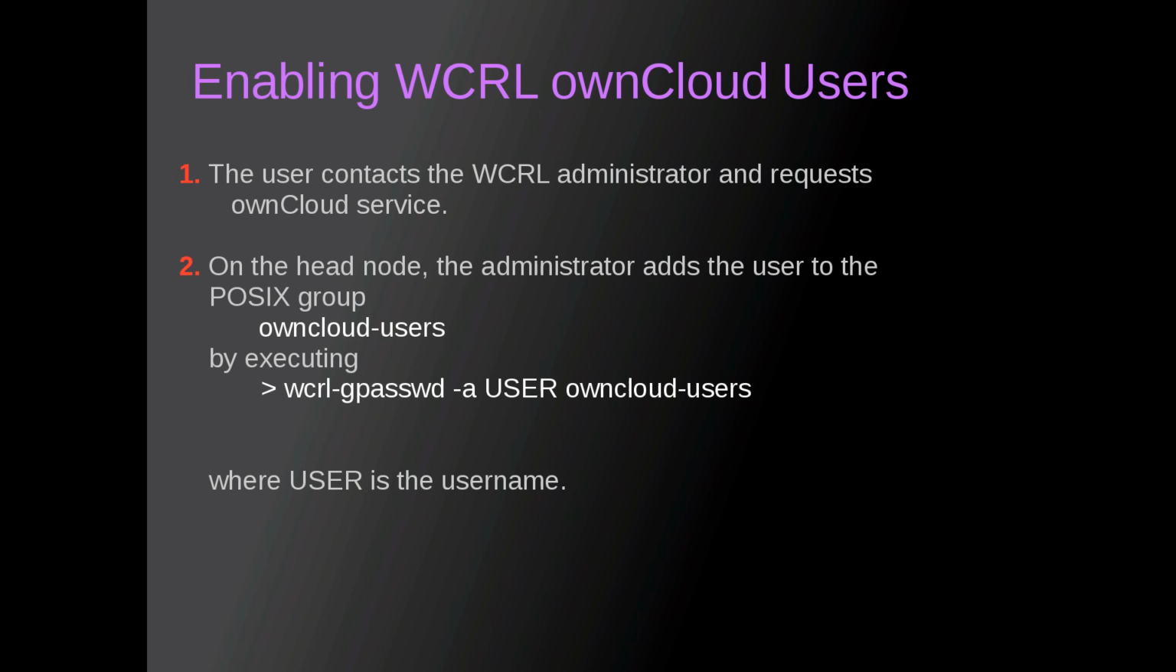Now we will discuss the process for enabling a specific user to access an ownCloud share. In the first step, the user contacts the WCRL administrator and requests ownCloud service. On the head node, the administrator adds the user to the POSIX group ownCloud users by executing the given command.